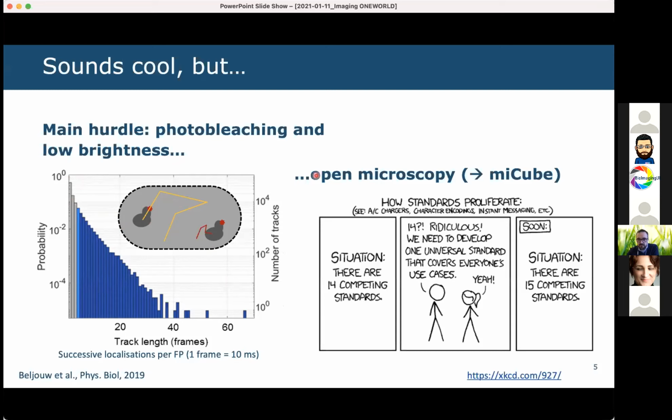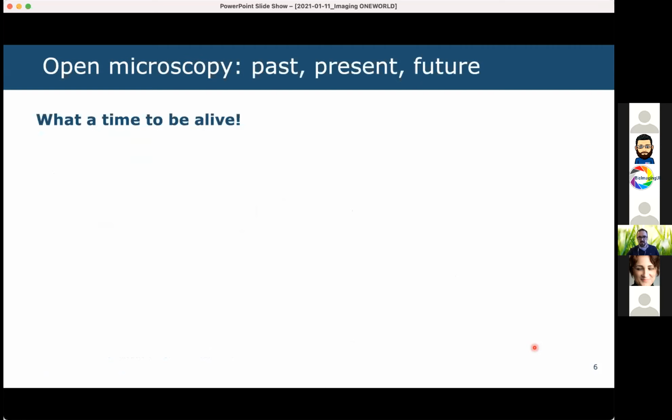And before starting to talk about open microscopy, I would like to reference a very nice XKCD comic, How Standards Proliferate. So the situation is there are 4 competing standards. In our case, we can translate that to there being 14 different frameworks for microscopy. And then me coming up saying, well, that's ridiculous. We should develop a universal standard that covers everything. Yeah, someone agrees, and soon we'll end up with the situation where we have 15 competing standards. And what I mean by that, I'll show you on this next slide.